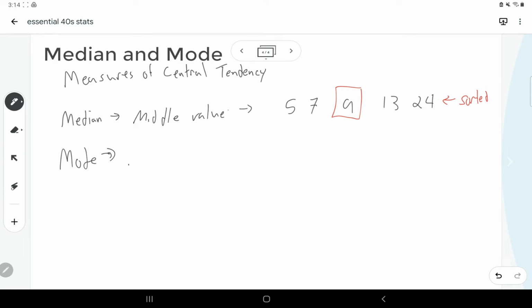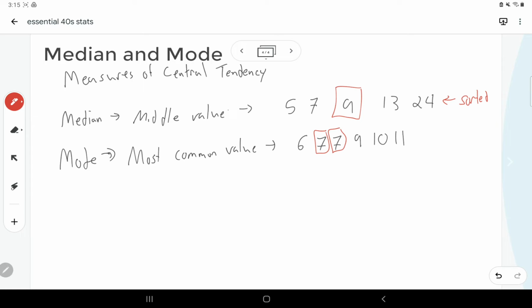So mode is just the most common value. The most common value is just the value that shows up the most. So it could be, say in this data set, 6, 7, 7, 9, 10, 11. The mode, the most common value, would be these 7s since they show up twice.